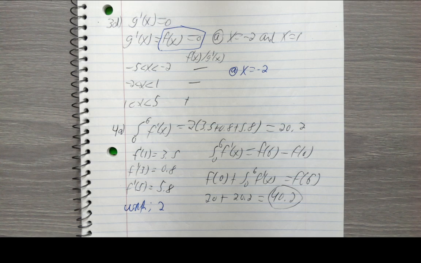So for 5, I told you to skip part D. That was using Lagrange error bound. I wasn't really too concerned about that, so we're skipping that part because that's not going to be on your AP test. So we're just going to do A through C on this one.